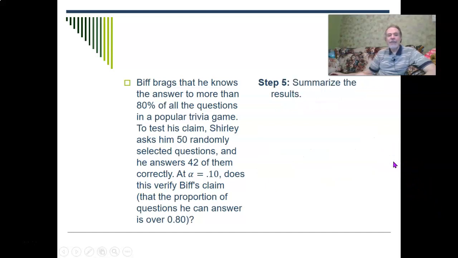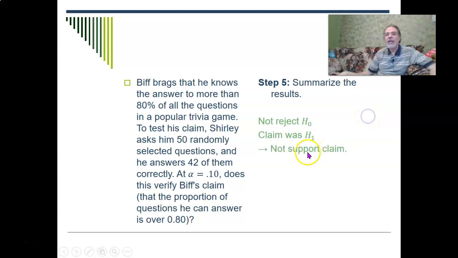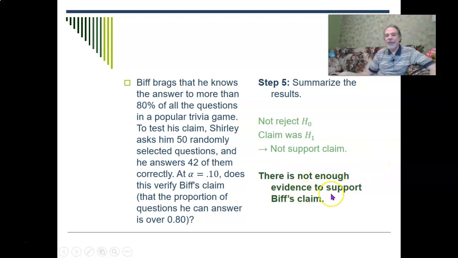And now step 5, summarize the results. We said just a second ago that we were going to not reject the null hypothesis. The claim, remember, was the alternative hypothesis. The claim was that p was greater than 0.80. That was the alternative hypothesis. So not rejecting the null hypothesis would mean not supporting the alternative hypothesis, which is the claim here. So there is not enough evidence to support Biff's claim.